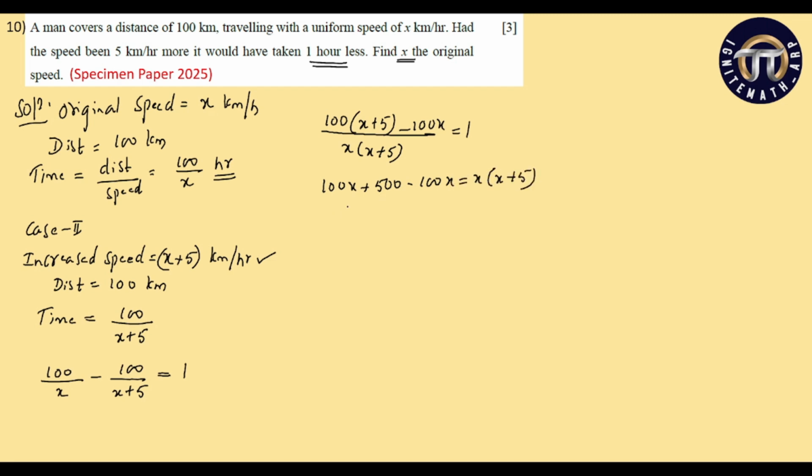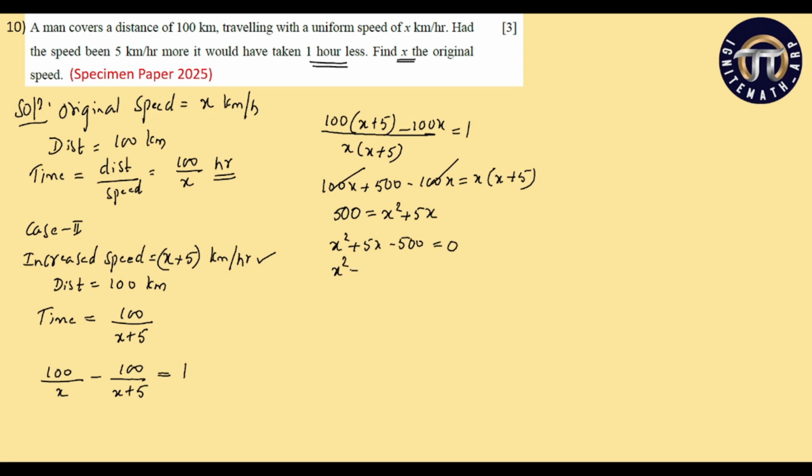Clear, children? So now here if you observe, plus 100x minus 100x will get cancelled. So I would write this as 500 is equal to x square plus 5x. So when I express it in the standard form, x square plus 5x minus 500 is equal to 0. Now I have to split it and factorize.